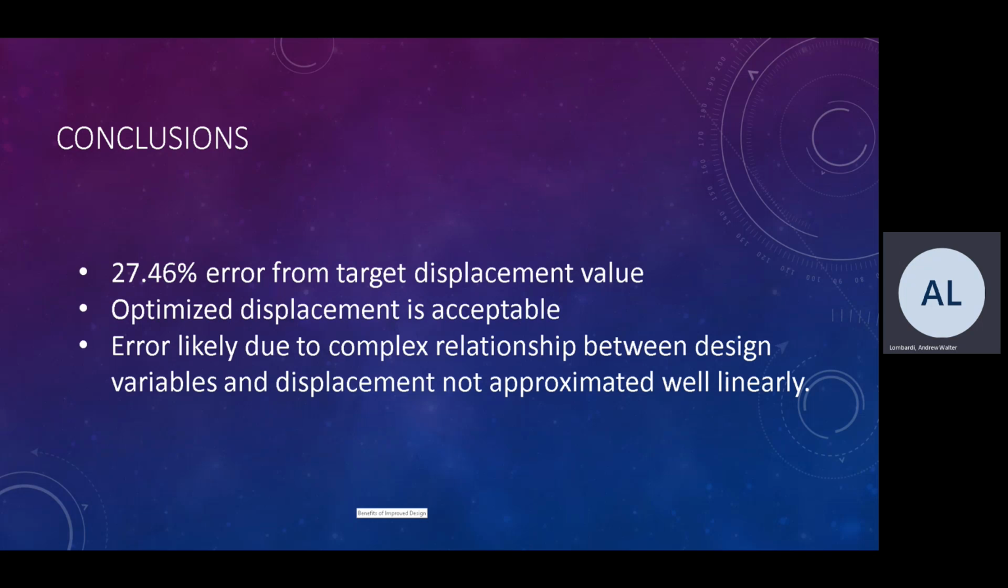So why did we miss this target amount? Our optimized displacement showed a 27.46% error from our actual displacement. However, we also believe that the optimized displacement is still acceptable. First of all, it's still under what we had originally designed, and we believe that the error is acceptable, and the difference in the target versus the actual is also acceptable. We do not believe this will cause an adverse effect on the performance of this platform.